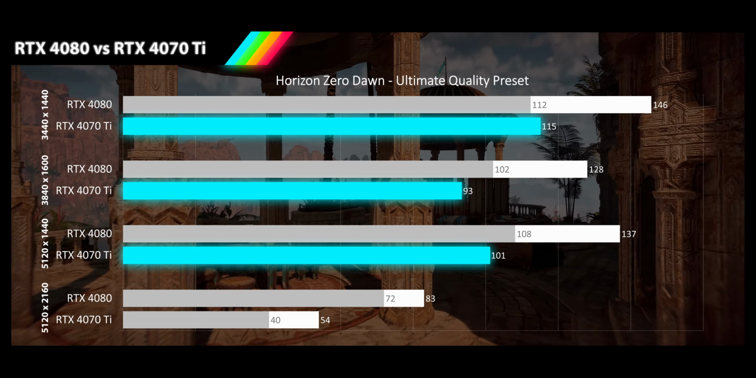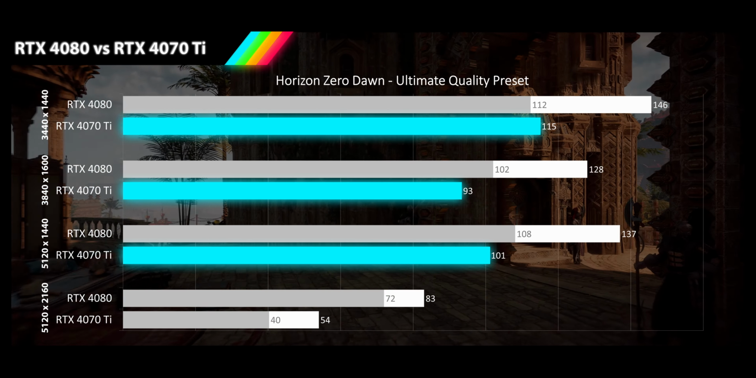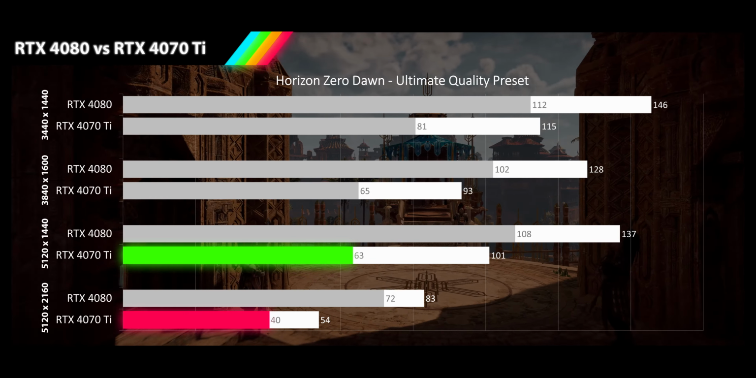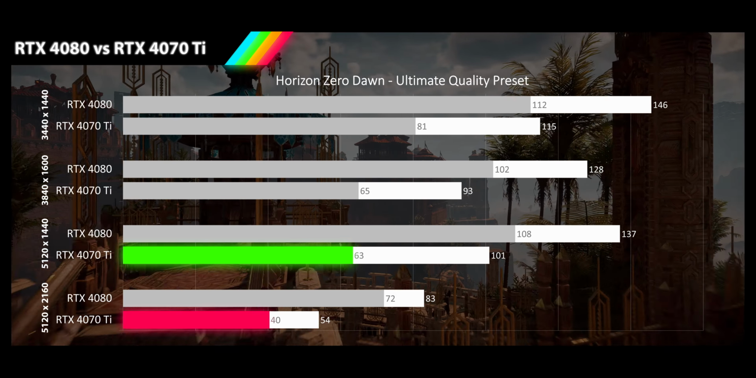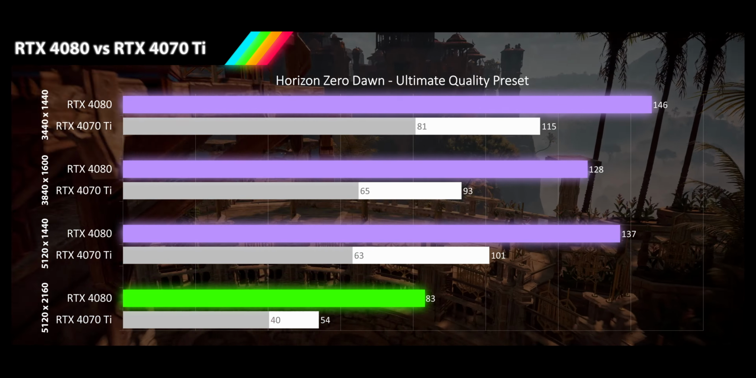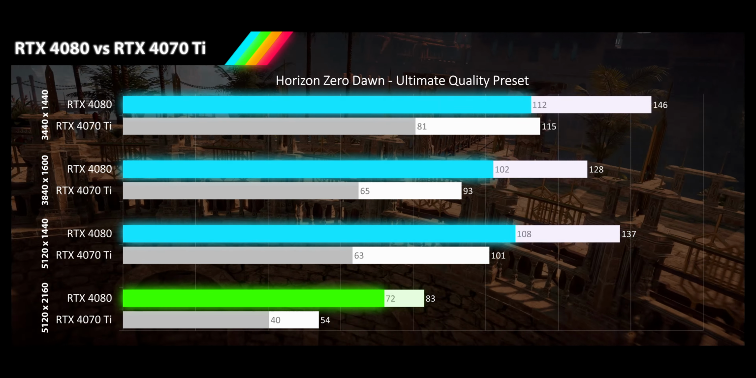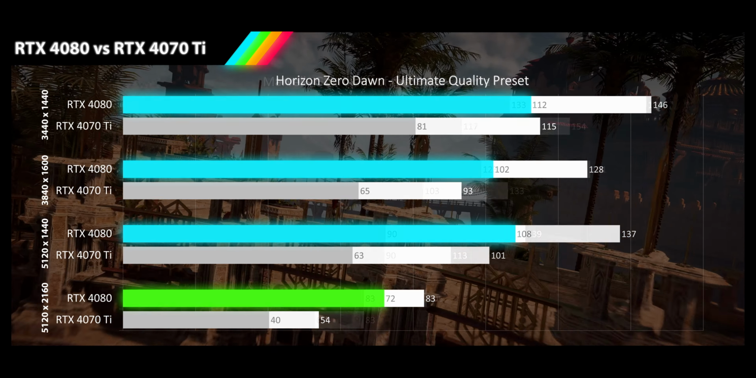Despite the high frame rates at lower resolutions, we see the 4070 Ti's video memory run out as things get more demanding, causing it to become stuttery and slow, where the 4080's more reasonable memory allocation allows it to have playable frame rates all the way down the stack.